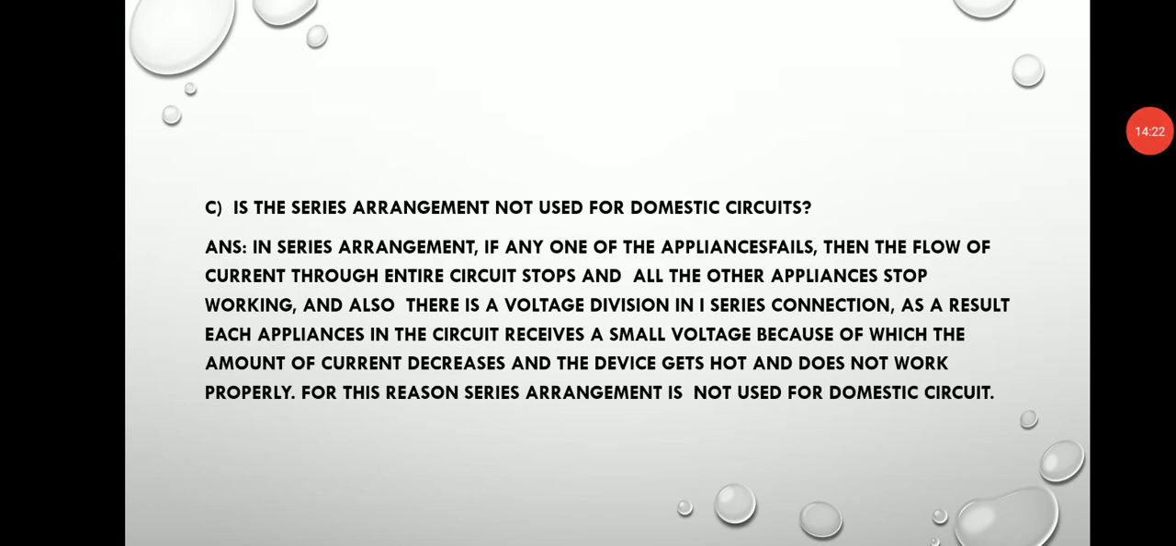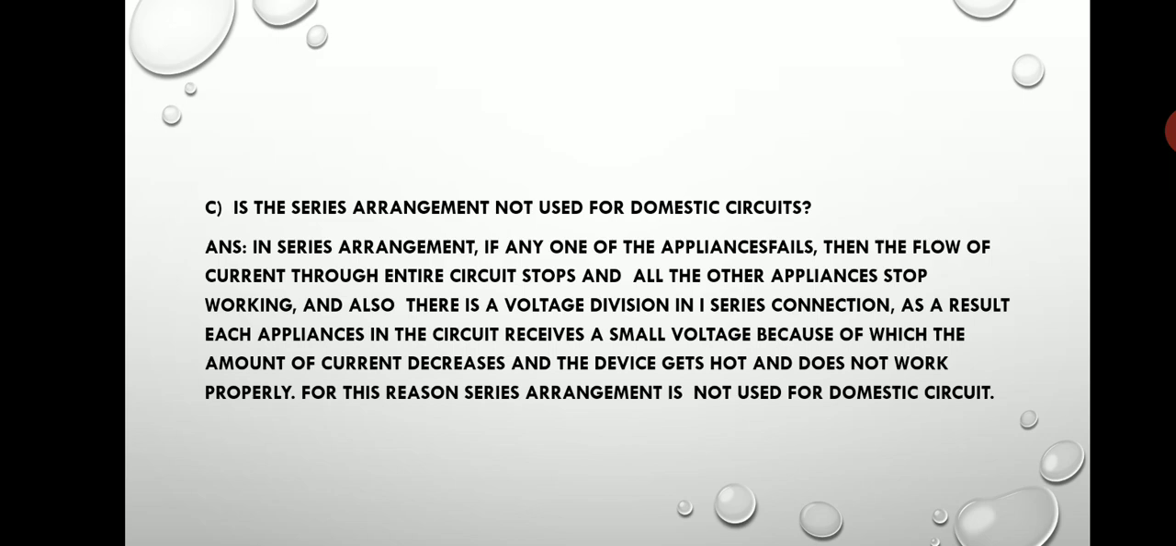The next question: why is the series arrangement not used for a domestic circuit? What is the main disadvantage of the series connection? If one appliance or one device is damaged, then the other appliances which are connected to it also get damaged. That is a main drawback of series arrangement. Let's read the answer.